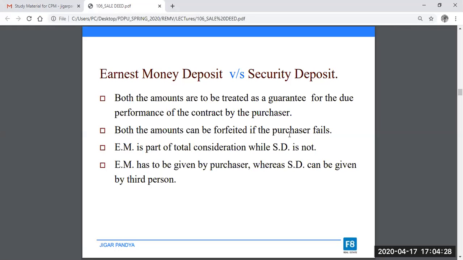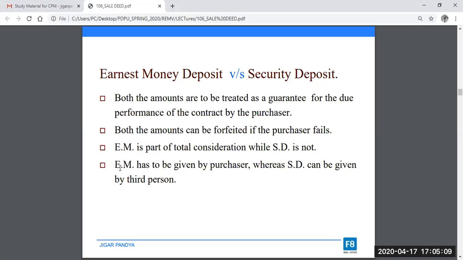But the key difference here is that while earnest money deposit is a part of total consideration, security deposit is not. Which means that if a property is 1 crore rupees and the transaction value is 1 crore, and if 5 lakh is paid as security deposit, the entire sum of 1 crore is required to be paid to complete the transaction. Once the transaction is done, of course, the security deposit is refunded. So it acts as a guarantee. It's not a part of consideration like the EMD.